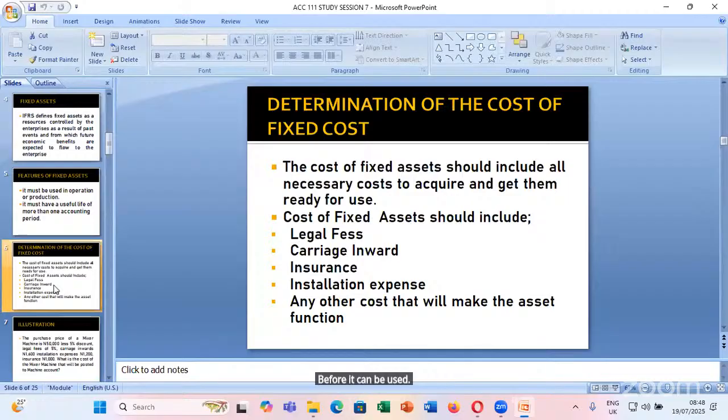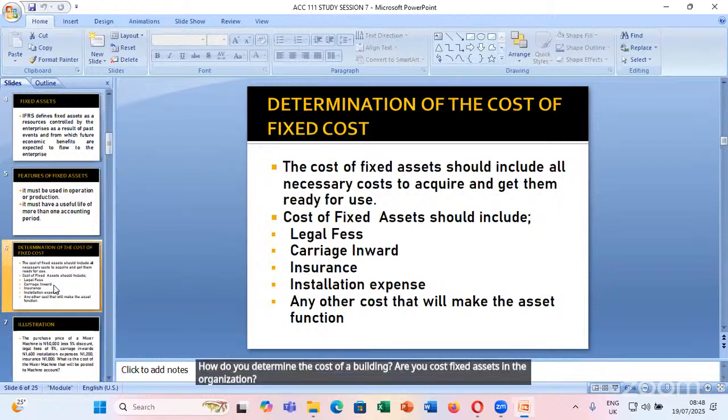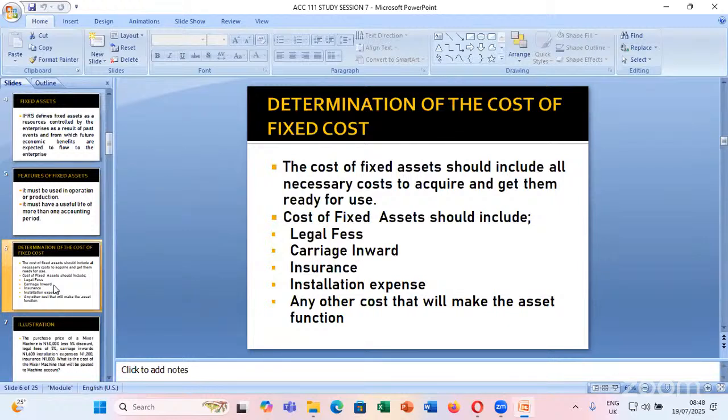A building. How do you determine the cost of a building that you've called a fixed asset in the organization? Benga Samuel, you want to try?